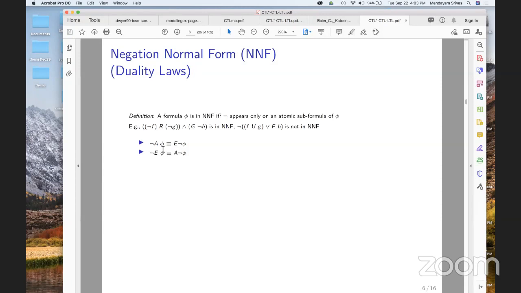Not of A of any formula phi is the same as E of not of phi. It's not the case that on every path phi is true, so it should be the case that there exists a path in which not phi is true. That follows from the semantics of existential and universal quantification. This one is the dual of that, which we have already seen: not of G of phi is the same as F of not of phi.